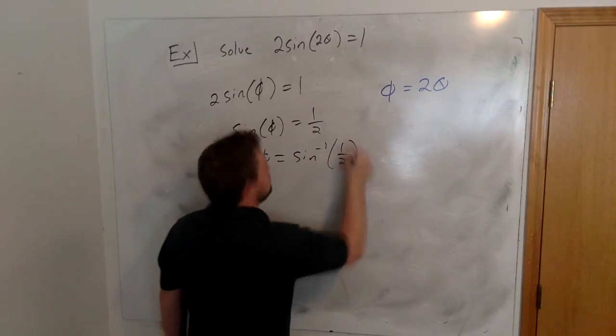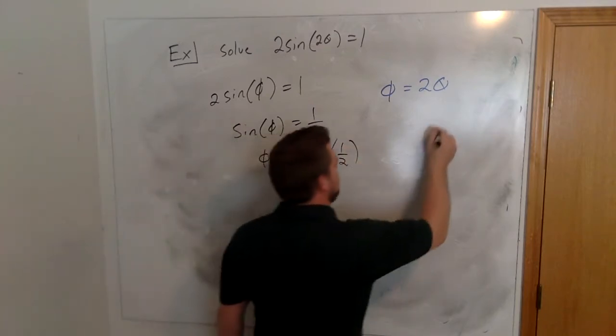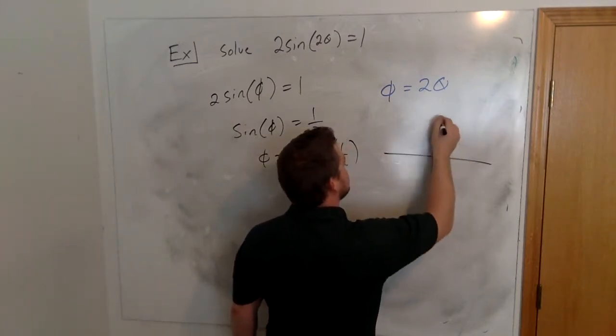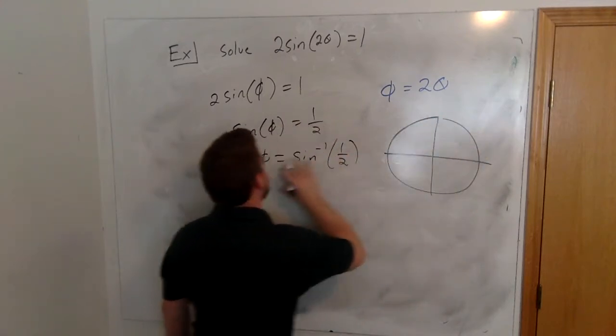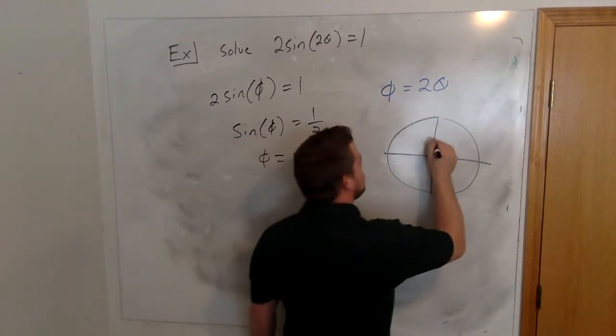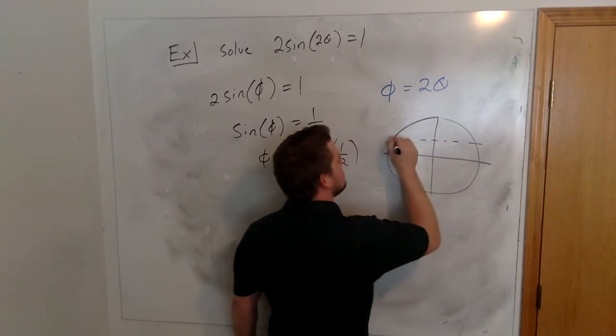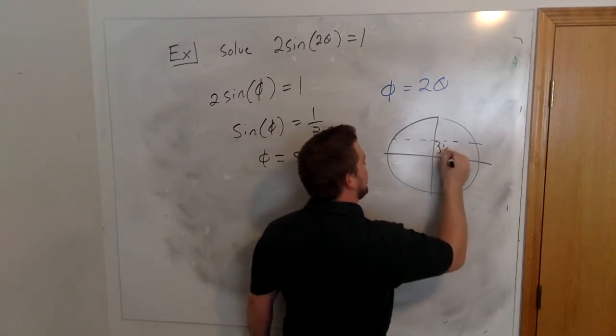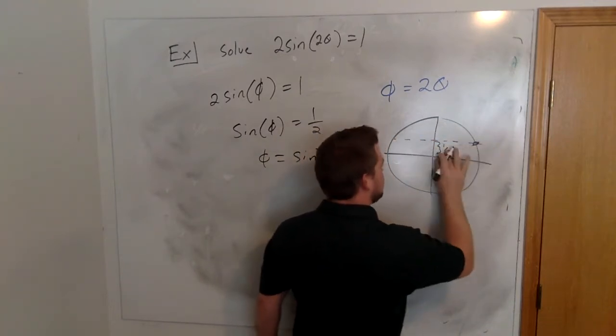But 1/2 is a nice number on the unit circle, so we don't need to use our calculator for this one. Okay, we're looking for when the height is 1/2. So that'll be right here. Here's 1/2. Okay.